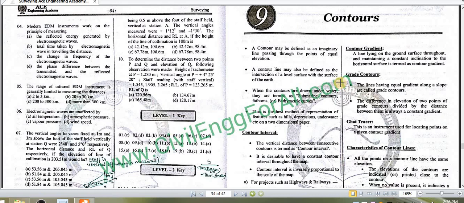An instrument called the Ghat tracer is also used. This is an instrument used for locating points on a given contour gradient. So the Ghat tracer is basically an instrument generally used for locating points on the given contour gradients.